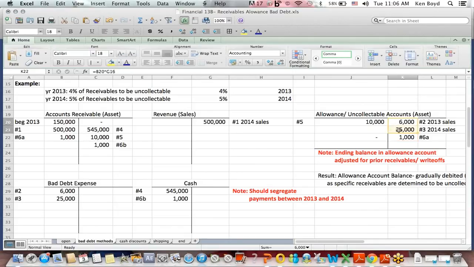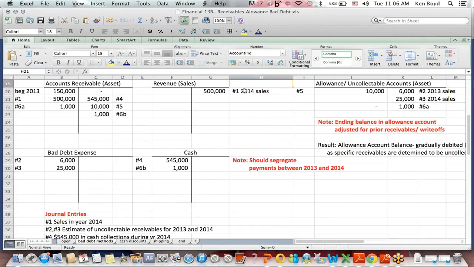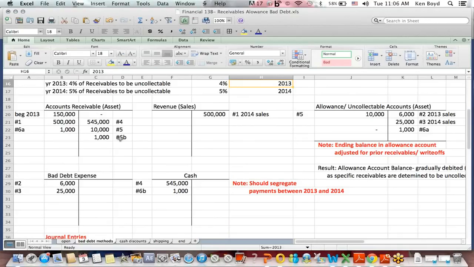Those are credits to the allowance account, and we debit bad debt expense for those same amounts, and that's how we recognize bad debt in 2014 and 2015 using the allowance method. We collect some cash during 2014, and that's entry number 4, $545,000. So we increase cash by debiting $545,000. We credit to reduce accounts receivable. Credit accounts receivable, debit cash for cash received.